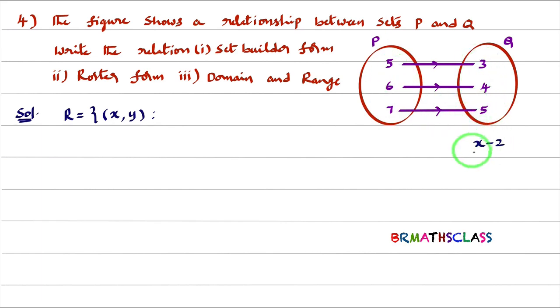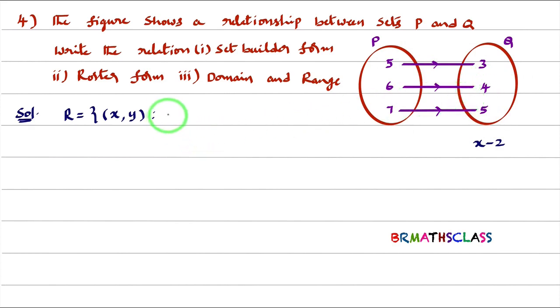Suppose in place of x, if you write 5, 5 minus 2 is 3. In place of x, if I write 6, 6 minus 2 is 4. In place of x, if I write 7, 7 minus 2 is 5. So we identified that if we remove 2 from this number, you are getting this y value.